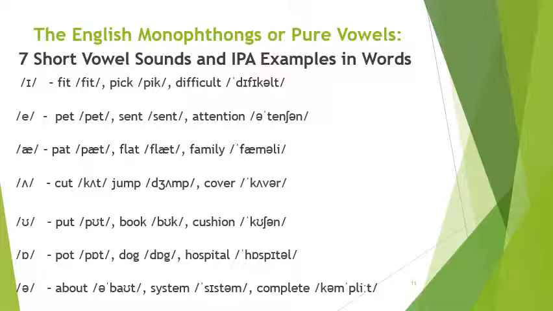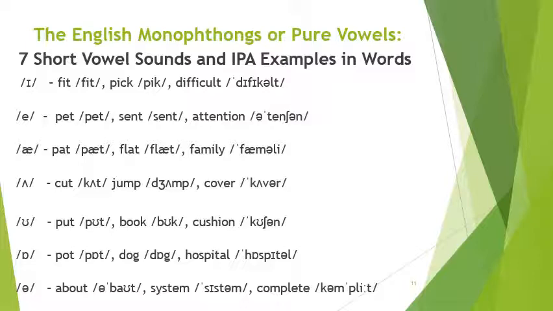Now on these slides we have examples of English monophthongs or pure vowels. In English phonology we have 7 short vowels, and these are the examples. Number 1, as in pit, pick, difficult. Number 2, as in pet, scent, attention.